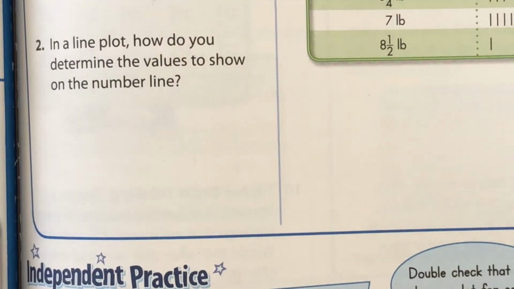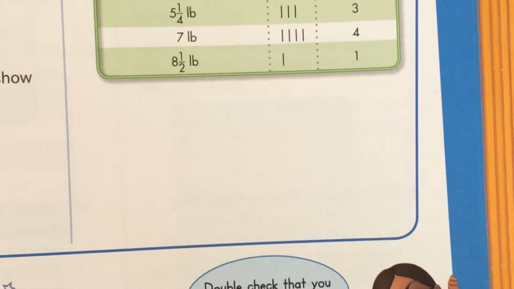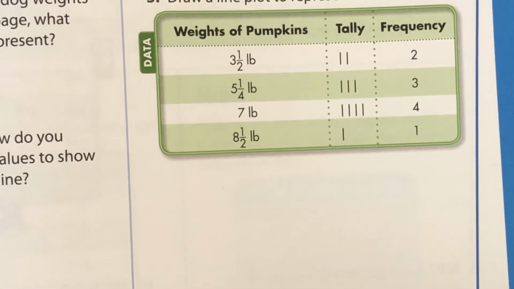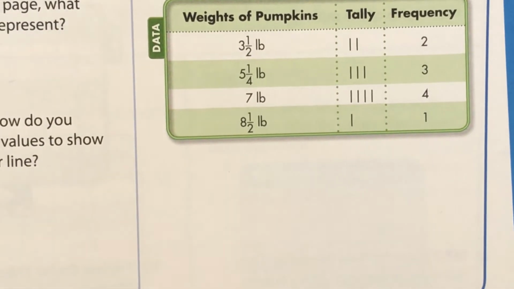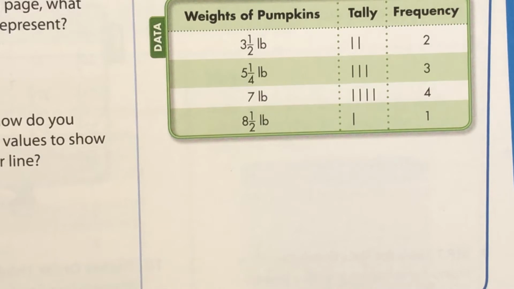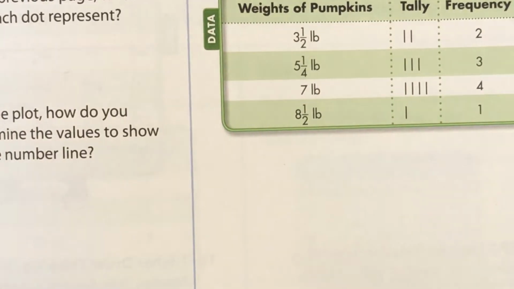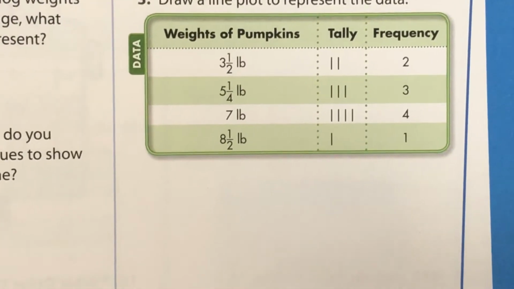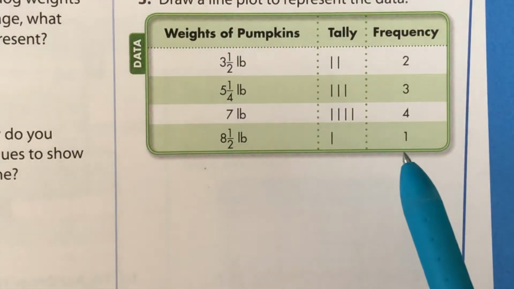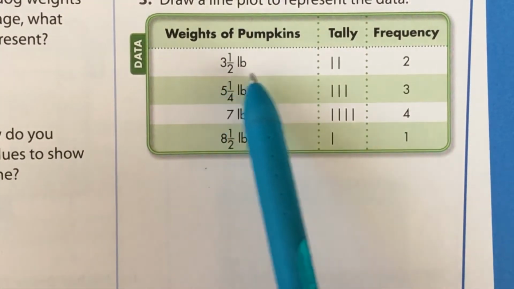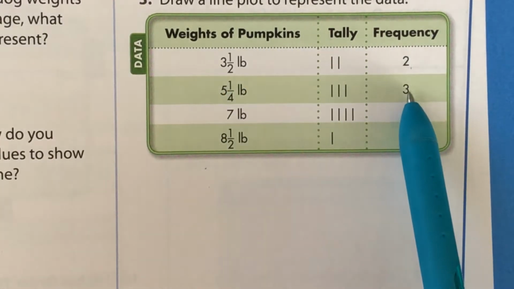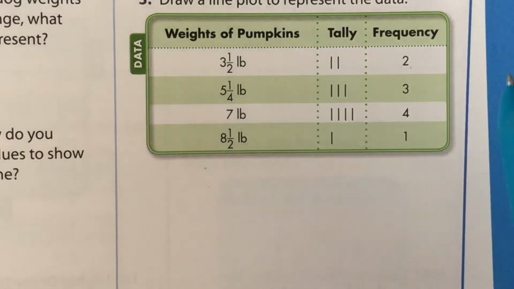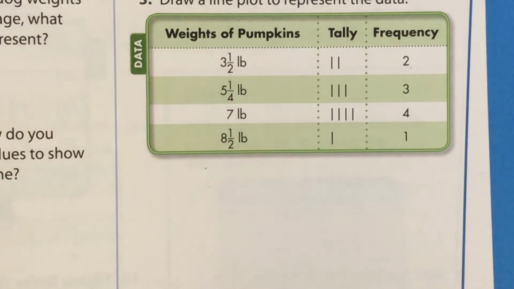Right now, I am on page 707 in my workbook. If you would like to do this with me, you can turn to page 707 in your math workbook and complete graphing a line plot with me as I do it in the video. I see they already gave us all of our information, very organized already. Weight of pumpkins. There are 2 pumpkins that weigh 3 1/2 pounds. There are 3 pumpkins that weigh 5 1/4 pounds. There are 4 pumpkins that weigh 7 pounds. And there is 1 pumpkin that weighs 8 1/2.